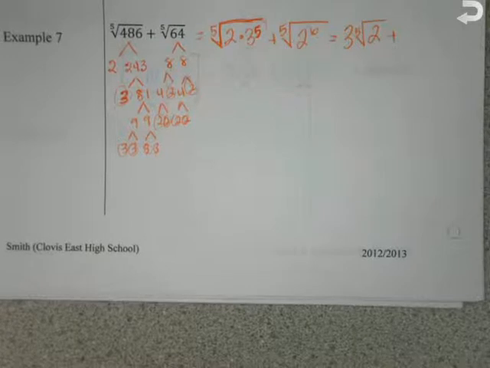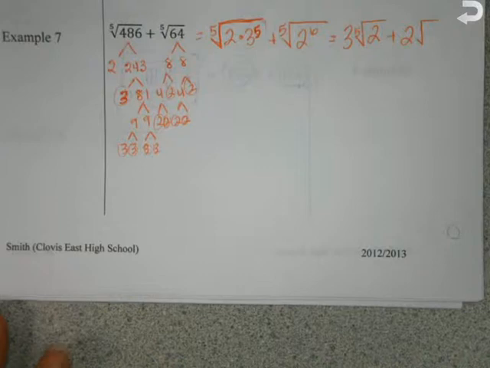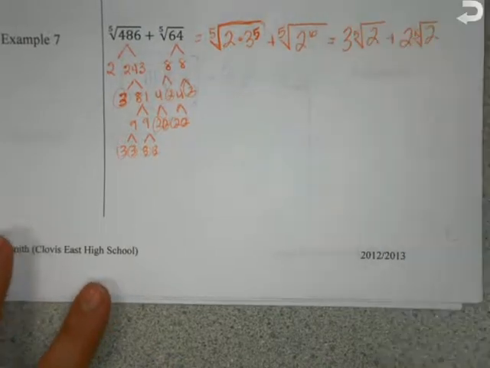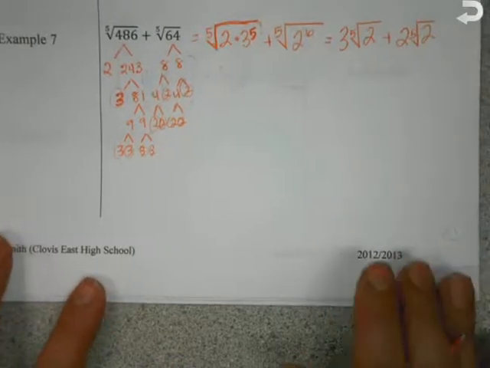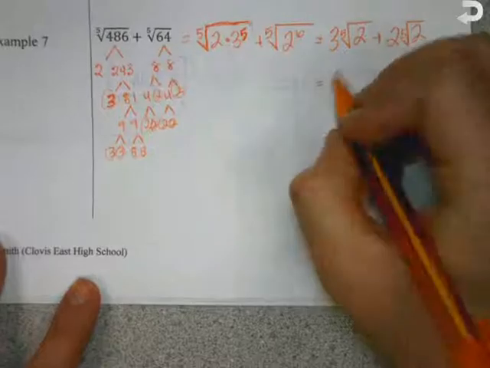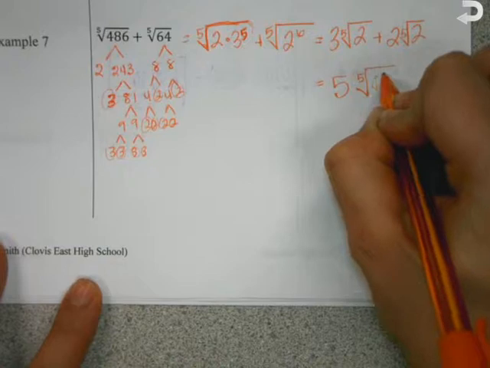So now do I have like terms? Yep. So that's going to give me 5 times the 5th root of 2. And just because we're just combining like terms, so adding or subtracting, that's why that root never changes. You just add or subtract the coefficients.